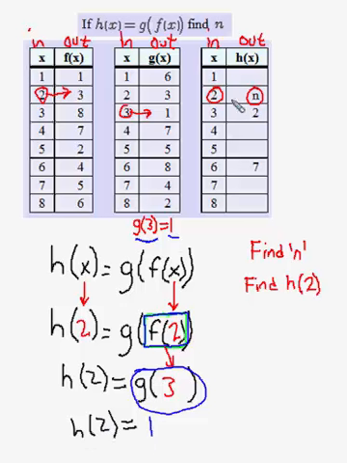And since h of 2 is the same thing as n, right, the output of h when the input is 2, we define to be the letter n, this means that I really found not just that h of 2 is 1, but that the value of n is 1.